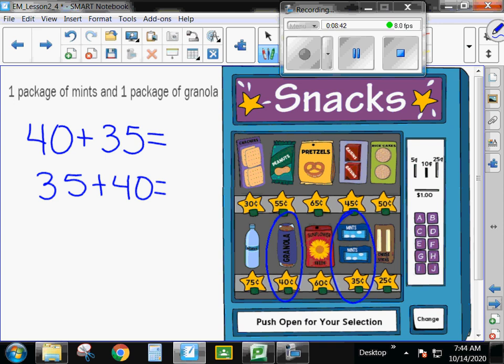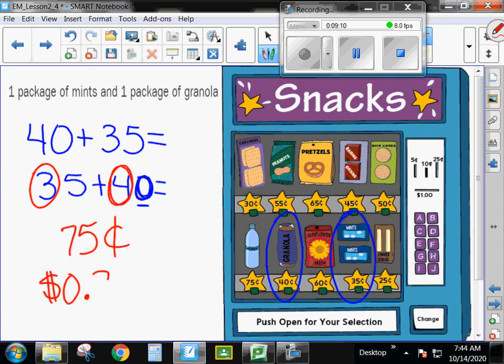This one here is actually an easy one to add because, look, one of our numbers ends in zero. That makes life really easy because the only thing we have to worry about is adding on four tens to this number. So three tens plus four tens is seven tens, and then we just put our ones back on, so we have 75 cents. 75 cents can be written like that, or you can write it with a dollar sign. That would be $0 and 75 cents. So you can write that either way.